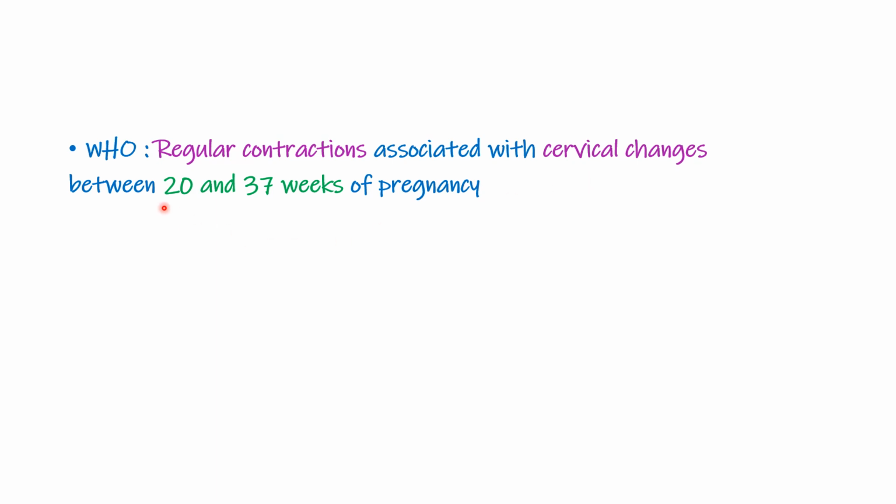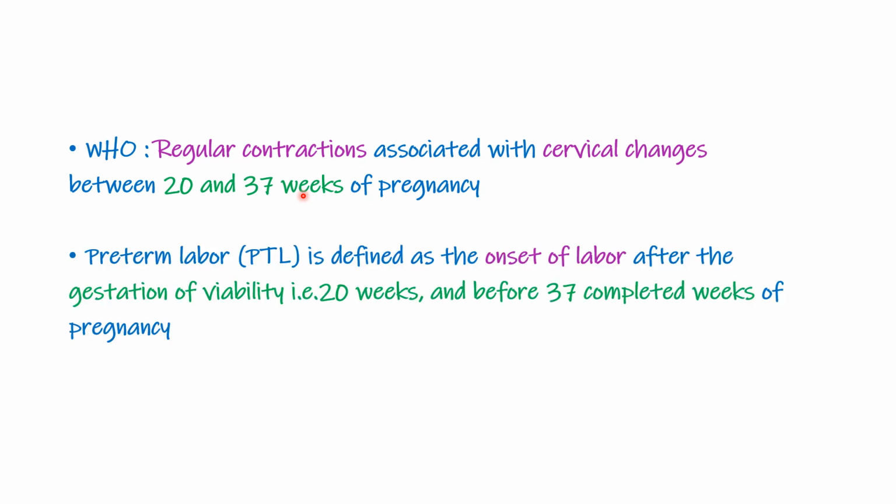And the period in which preterm labor usually occurs is between 20 weeks and 37 weeks. This is according to WHO criteria, because the definition of viability usually starts, according to WHO, at 20 weeks. And at 37 weeks, if labor occurs past that, then we call it normal labor. So preterm labor is defined by the onset of labor after gestational viability, that is 20 weeks, and before 37 completed weeks.